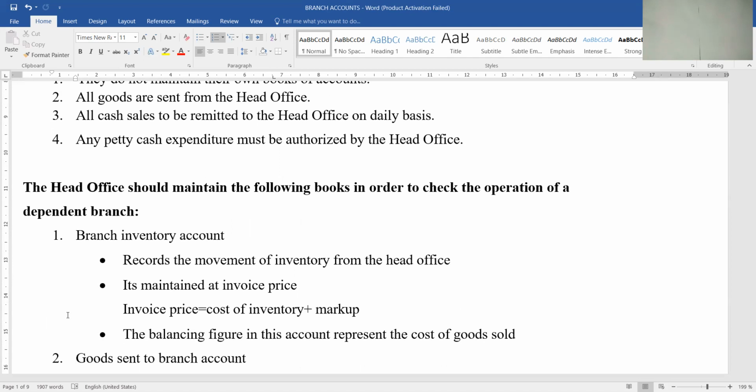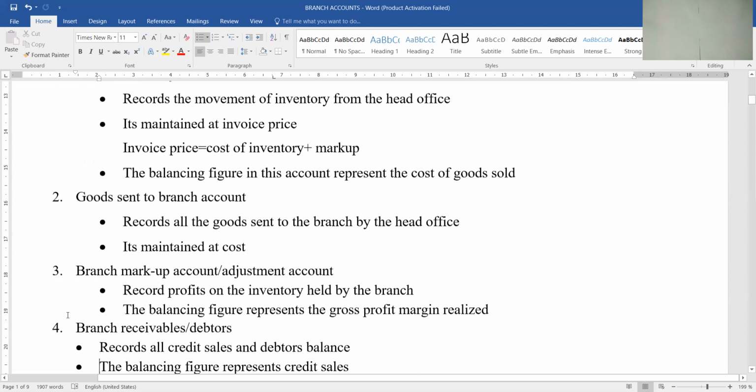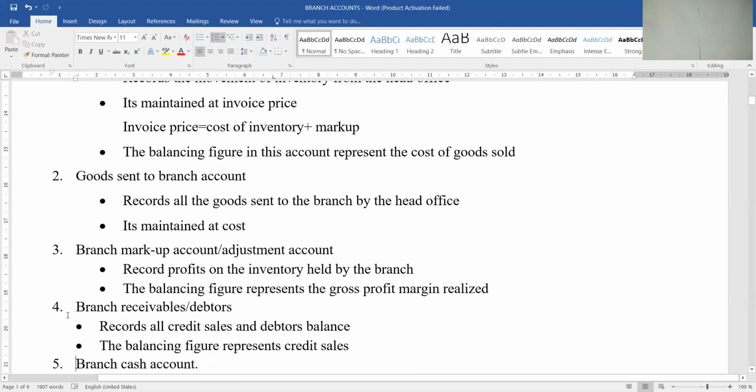So which are these books which must be maintained? Number 1, we have the branch inventory account. The branch inventory account records the movement of inventory from the head office. It is always maintained at invoice price, and invoice price, you know, is the cost of inventory plus the markup. Once you prepare your inventory account, the balancing figure in this account represents cost of goods sold.